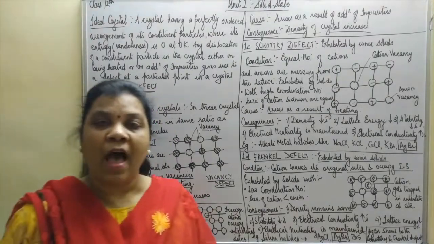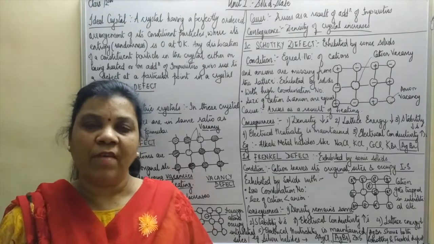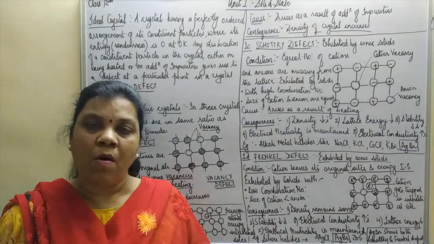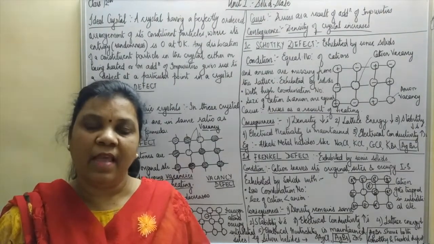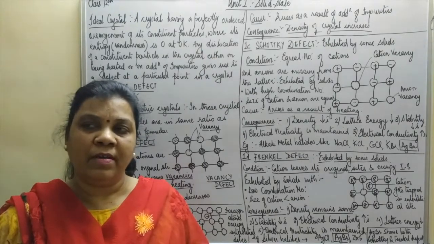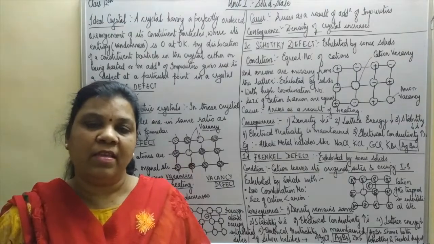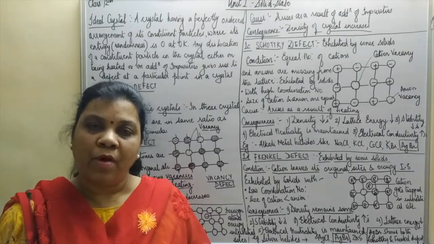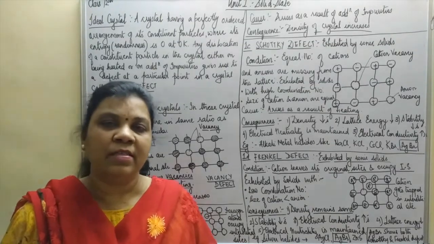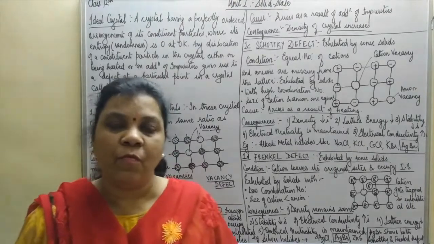So, whenever in an ideal crystal there arises a dislocation of any constituent particle, when the crystal is being heated or on addition of impurities, then such discrepancies or dislocations give rise to defects in the crystal at a particular point, and these types of defects are known as point defects. So we will learn in detail about the various types of point defects.